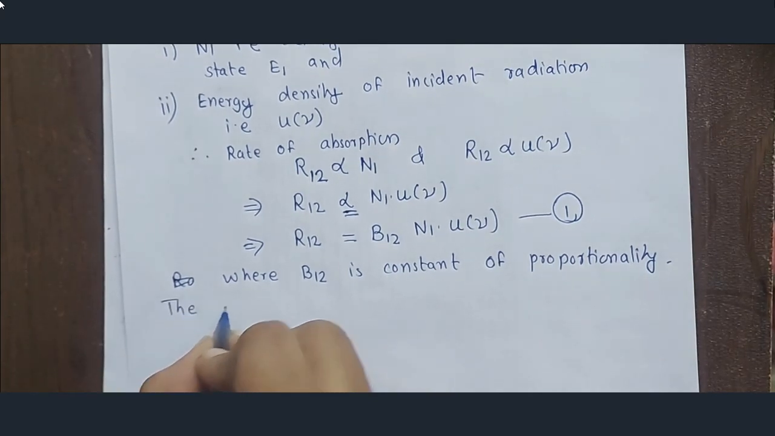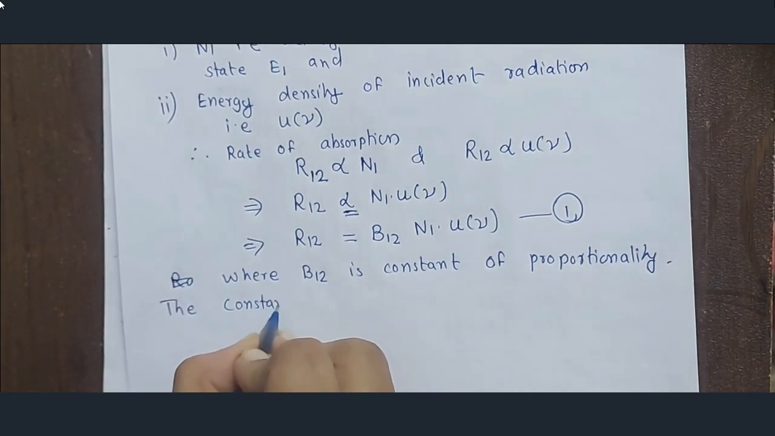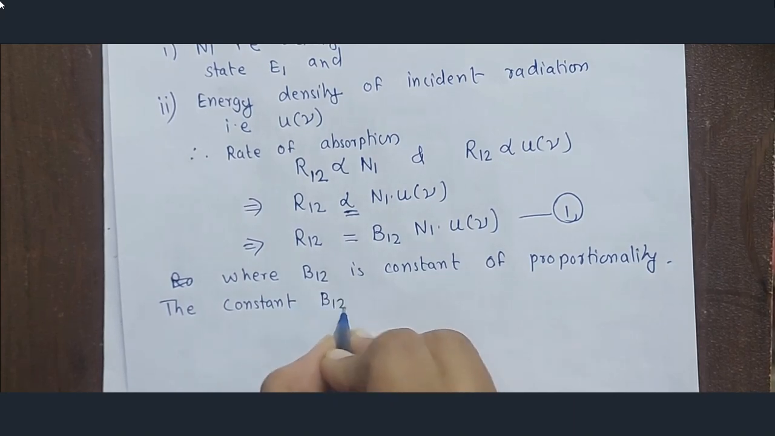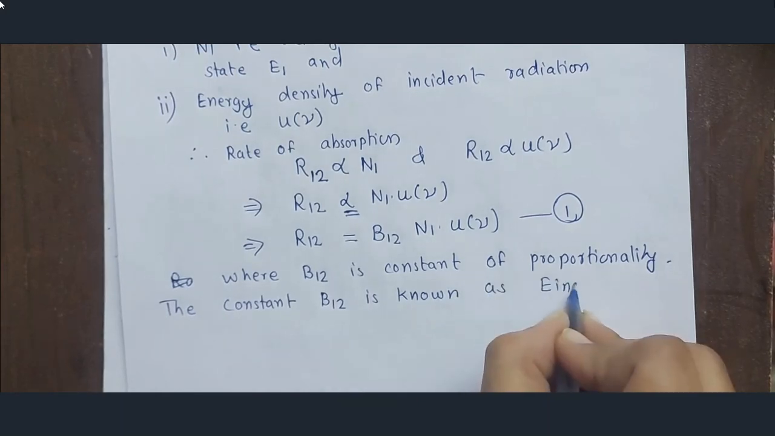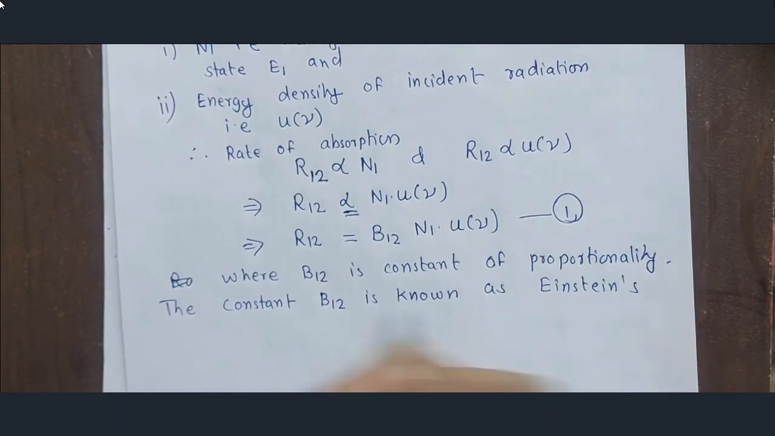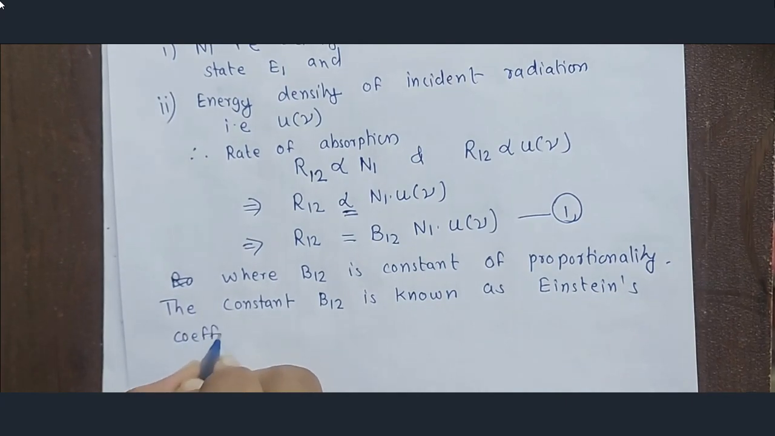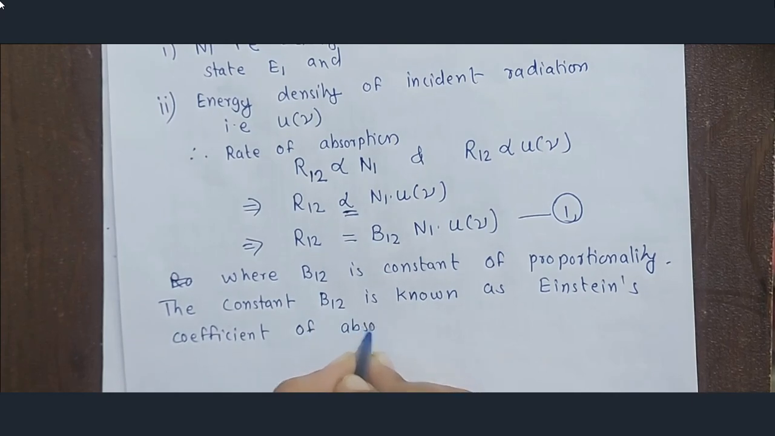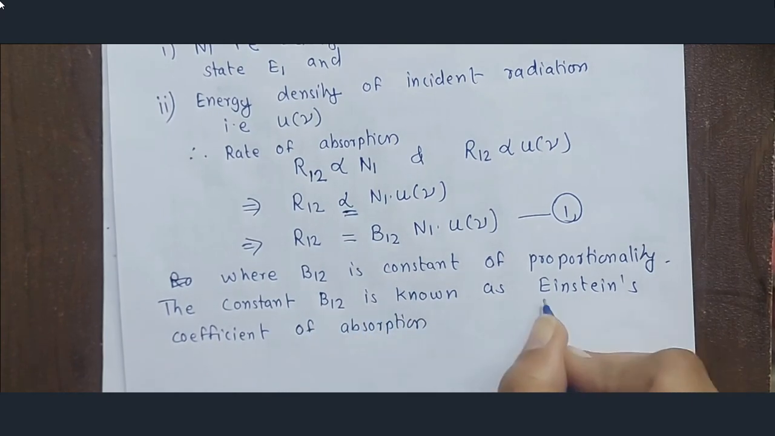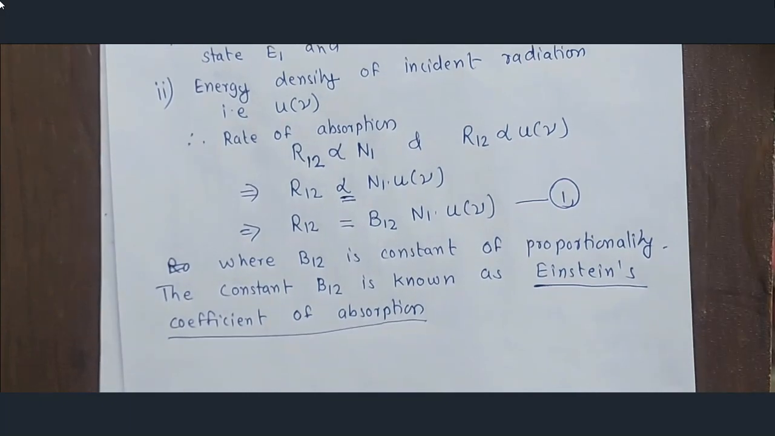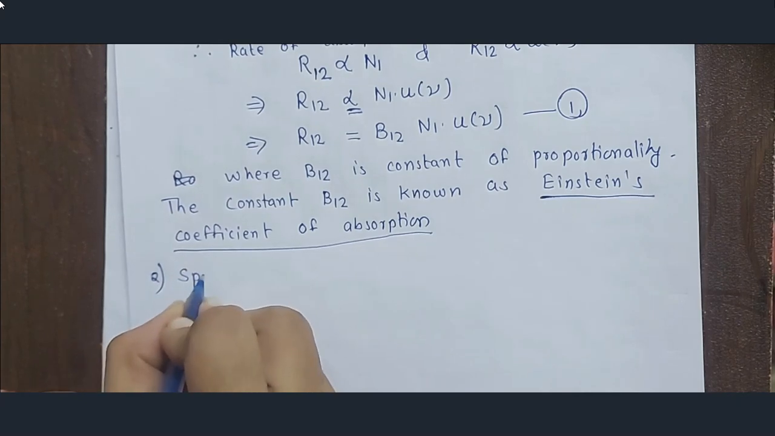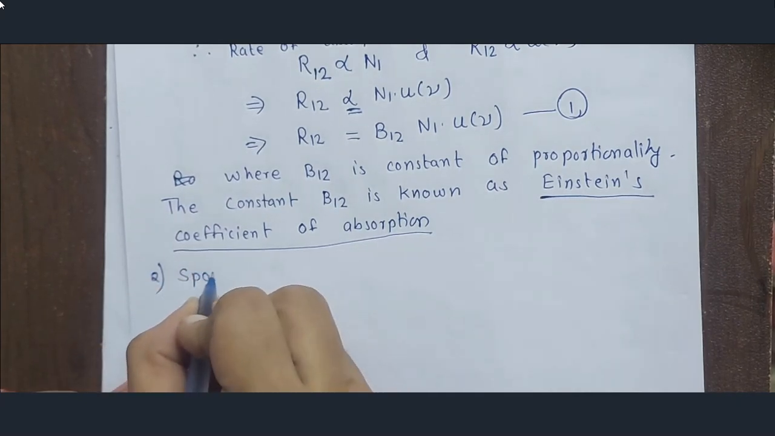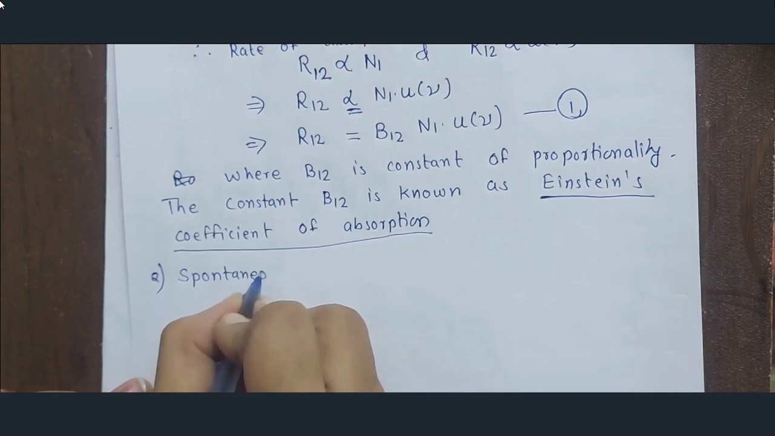The constant B12 is known as Einstein's coefficient of absorption. ये आ गया first Einstein's coefficient of absorption. Now we will see second जो process है वो है spontaneous emission.